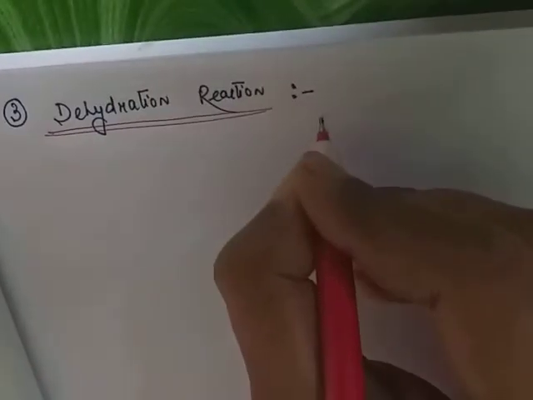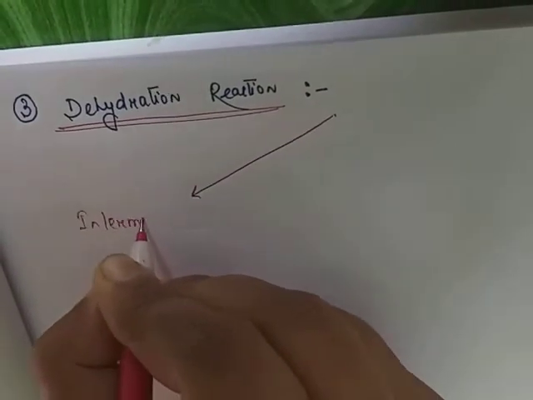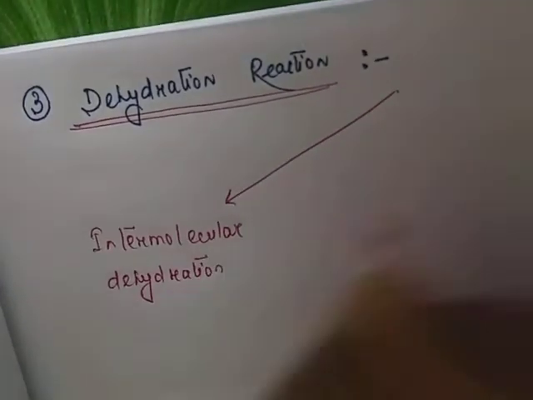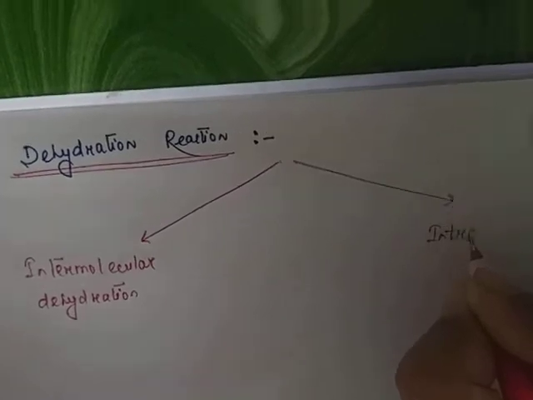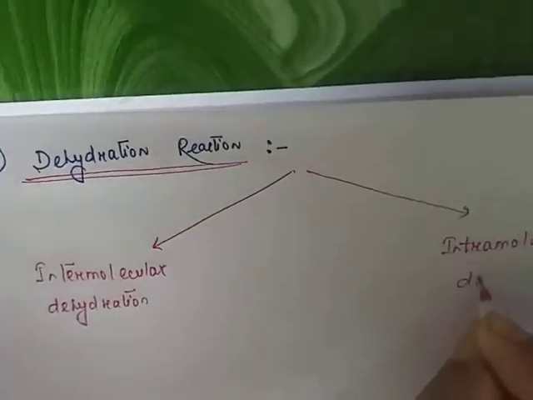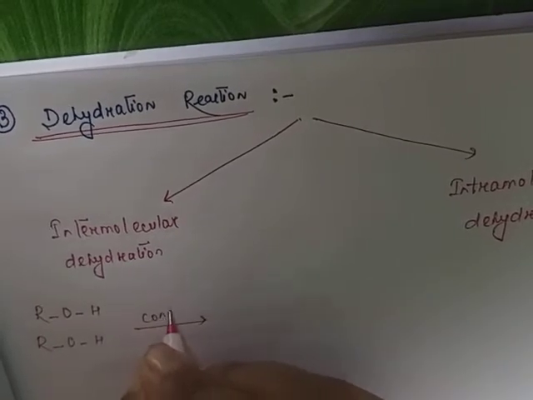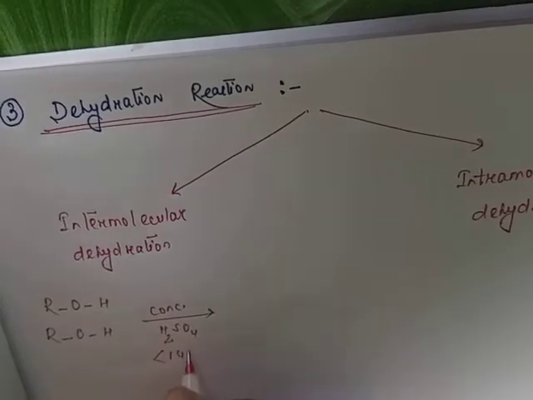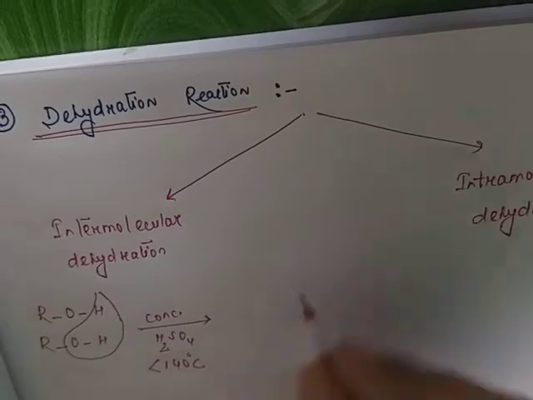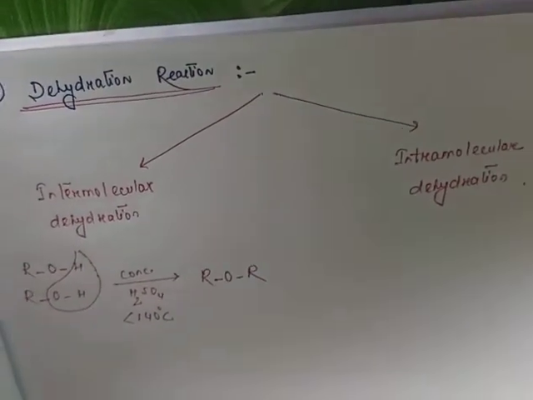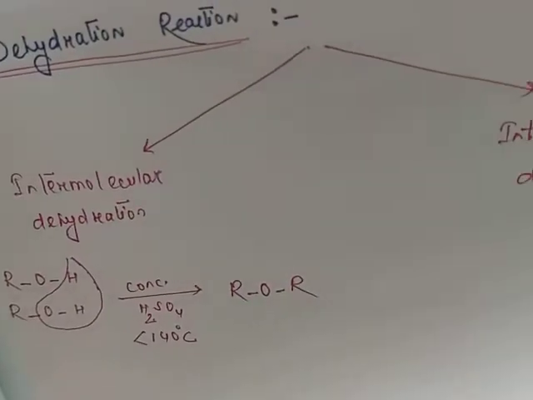Next, come to the third type of reaction in the C-O bond cleavage. This is dehydration reaction, which is evidenced as intermolecular dehydration or intramolecular dehydration, that is within the molecule, and one is in between the molecules. So the reaction occurs as ROH, two such units, in presence of concentrated sulfuric acid. When the temperature is less than 140 degrees Celsius, elimination of water occurs, and we get ROR, usually the symmetric ether. This is how intermolecular dehydration occurs.